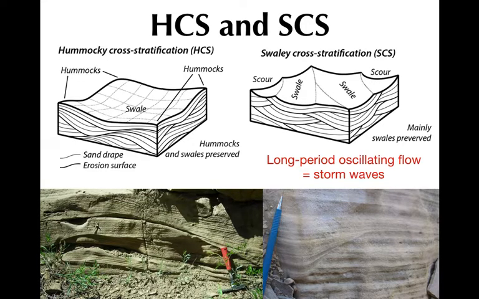What storm waves produce on the seafloor is a series of bumps called hummocks. There are 4 of them in this diagram. And those bumps then get draped with sediment to produce these mounds of sediment that look something like this. This is the only form of cross-stratification where the cross strata are actually convex up. So that characteristic convex up curvature is a feature of hummocky cross stratification.